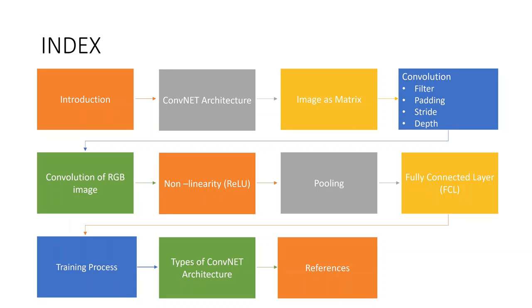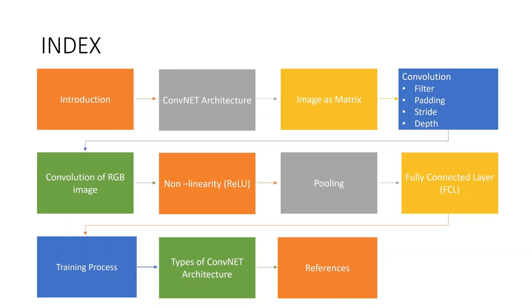After that, I'm going to show how to convolve an RGB image. An RGB image is basically a colored image. Then, as you know, most of the applications in this real world are nonlinear in nature. So we need to incorporate certain nonlinearities in our CNN. I'm going to talk about ReLU nonlinearity.